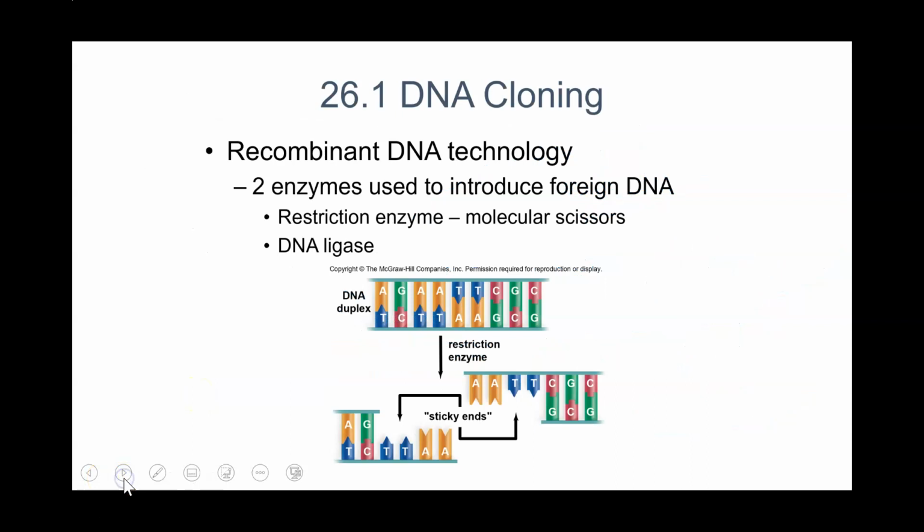So there are two basic enzymes used in recombinant DNA technology. So we have those DNA structures, the vector, and the vector is going to take in information from some other DNA source. But to be able to do that, you have to use restriction enzymes. Restriction enzymes are also known as molecular scissors.